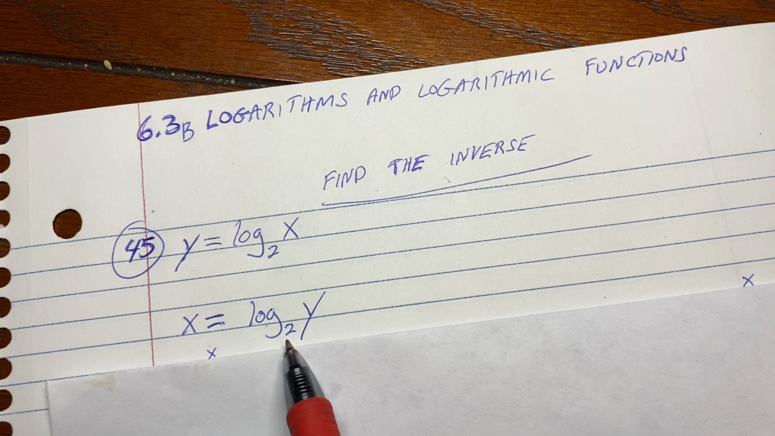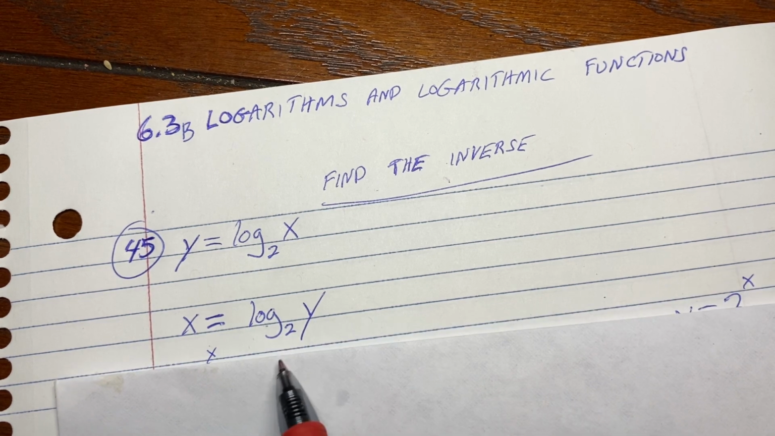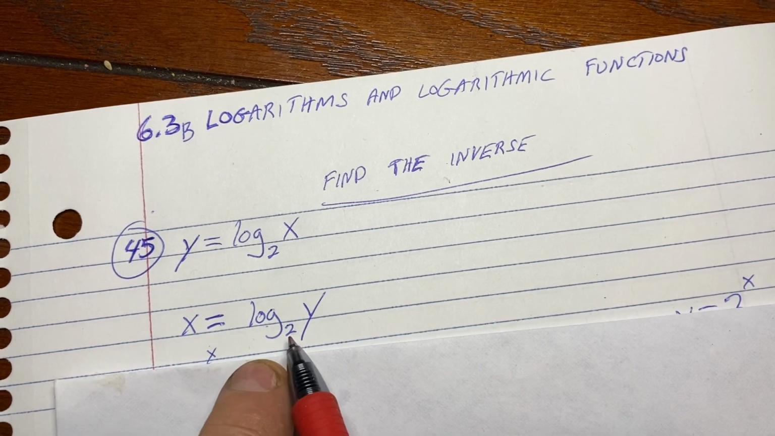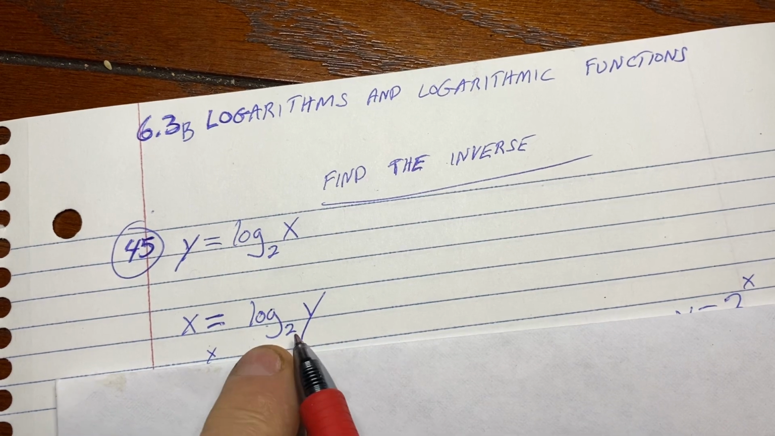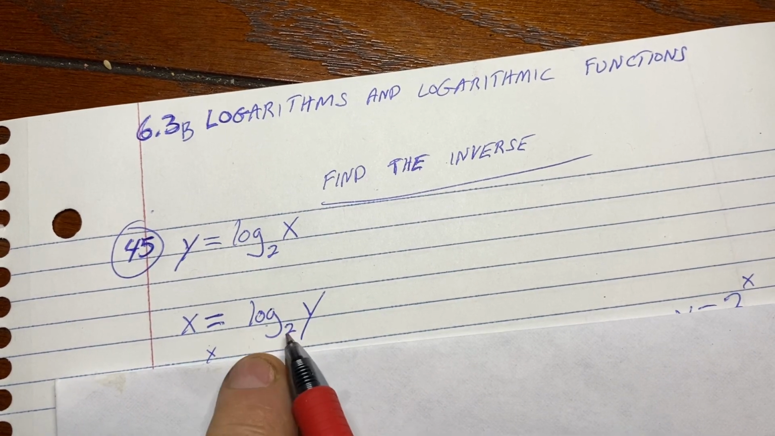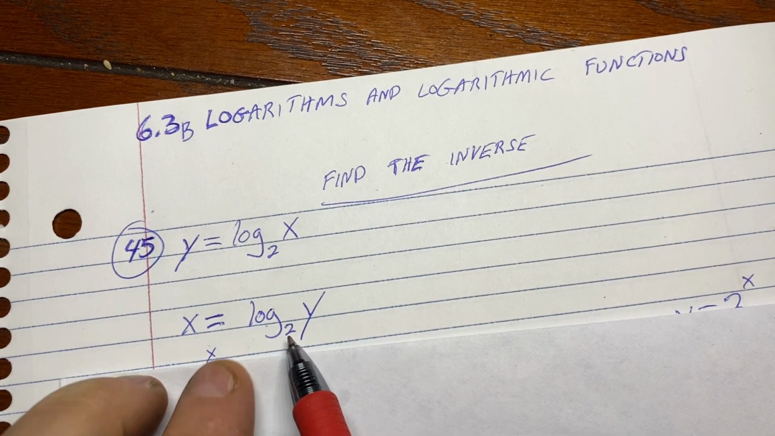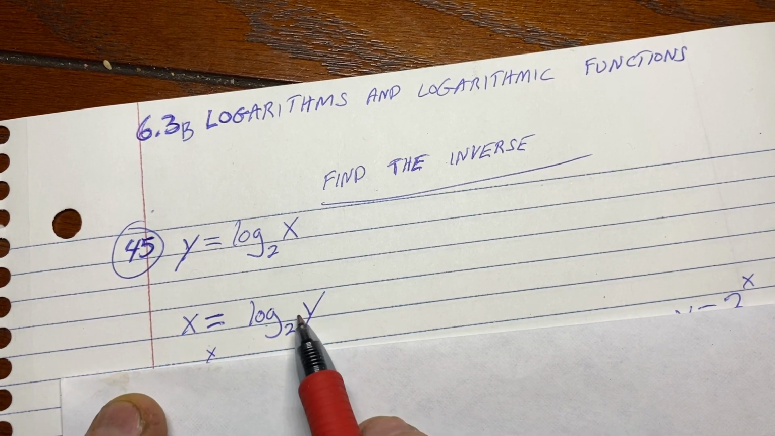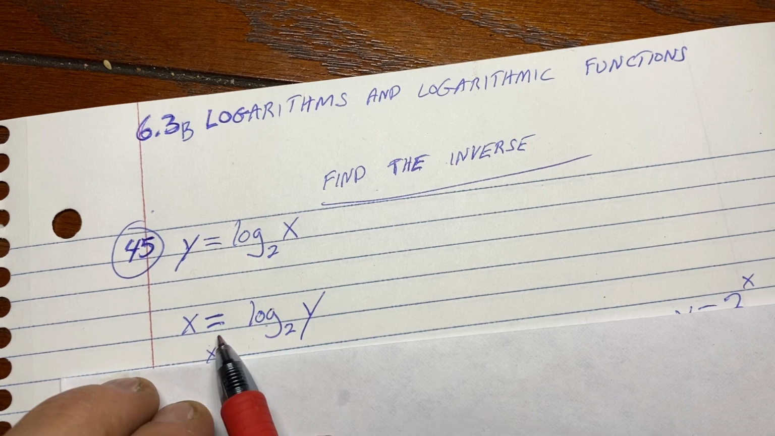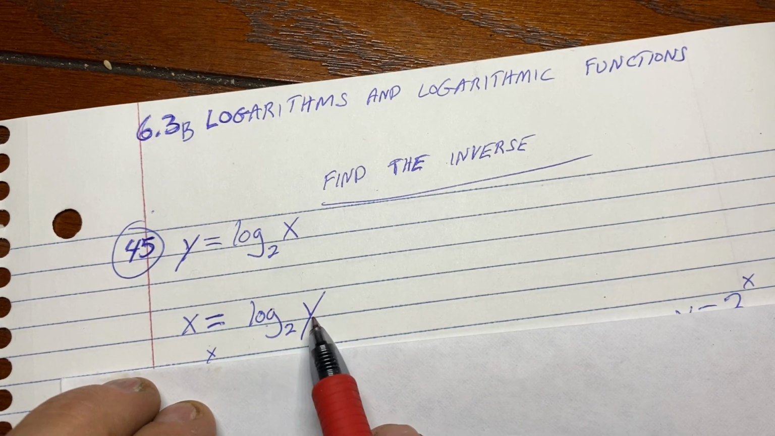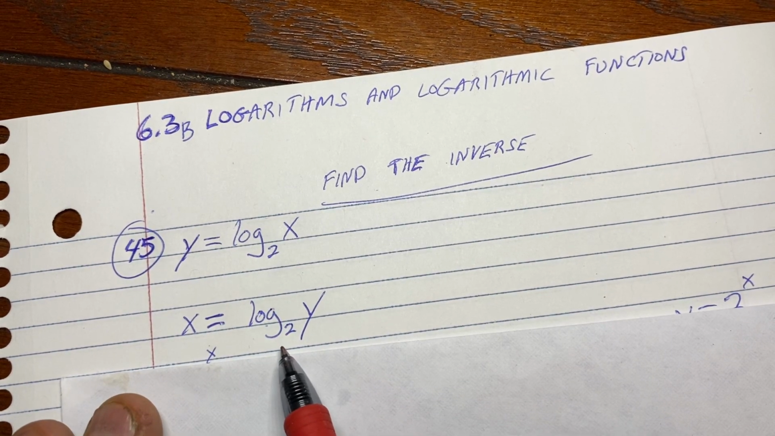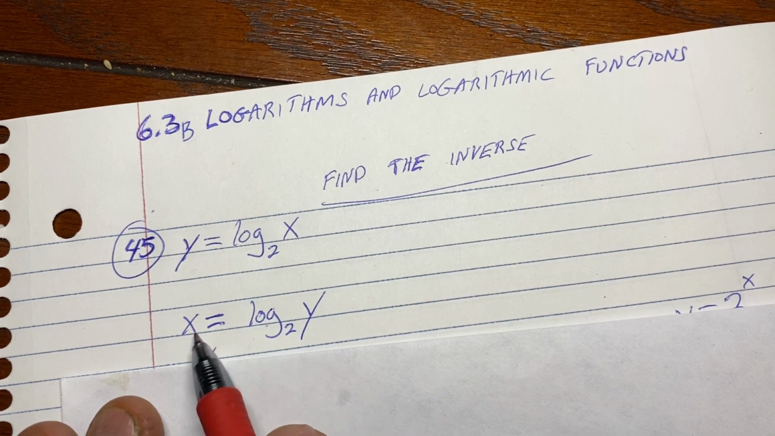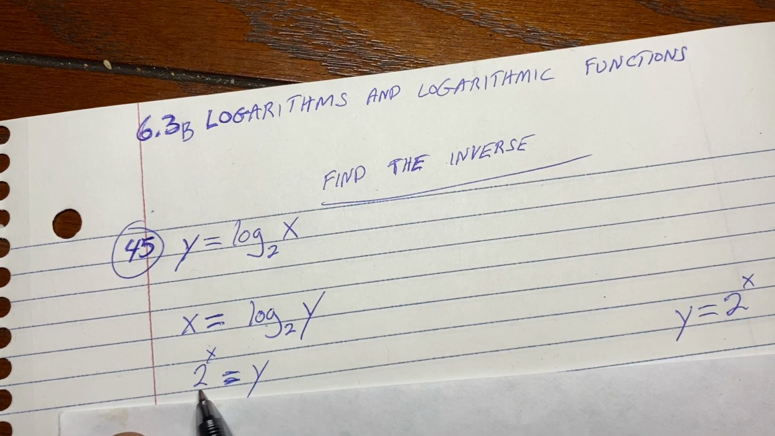We're going to change this from logarithmic form into exponential form. Okay? So here, you want to just solve for y. Change from logarithmic form into exponential form. This base raised to that power equals this value. So right now it's x equals log base 2 of y. In exponential form, it's going to be 2 raised to the power of x equals y.